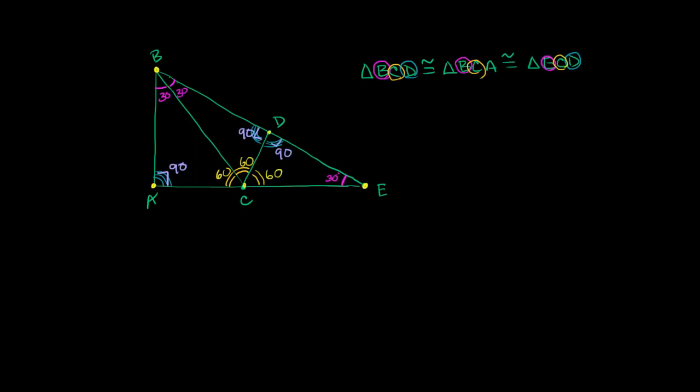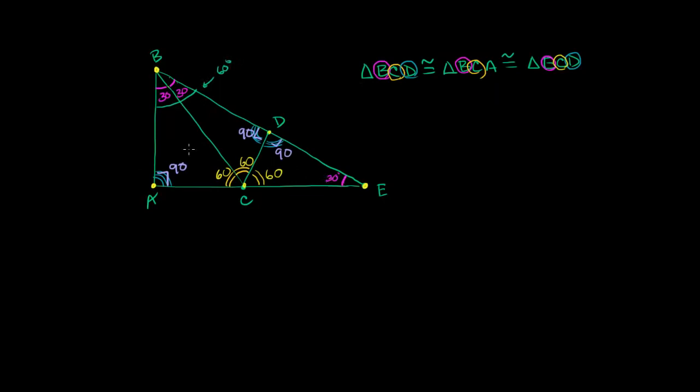We can also think about these combined angles. So angle, say, ABE. This whole angle is 60 degrees. This angle is 90 degrees. And this angle here is 30.